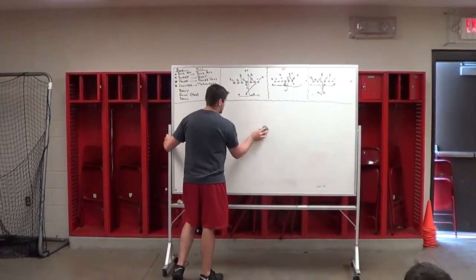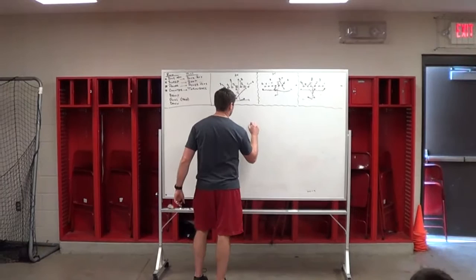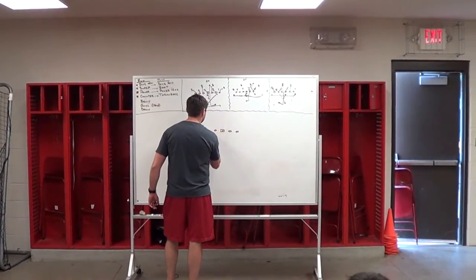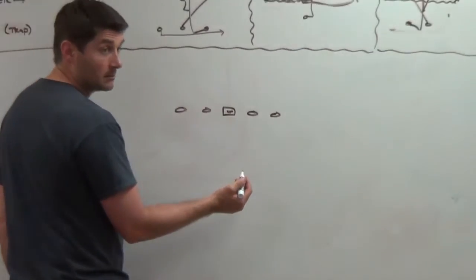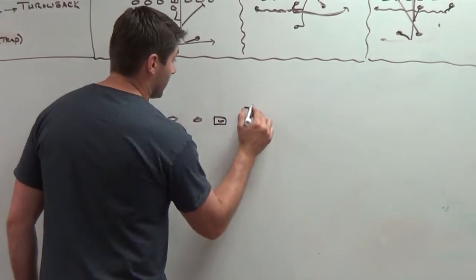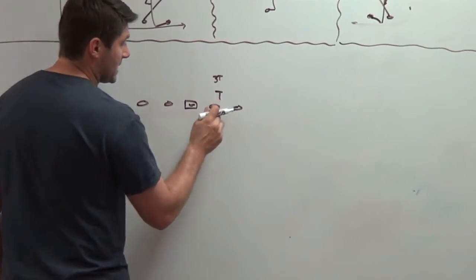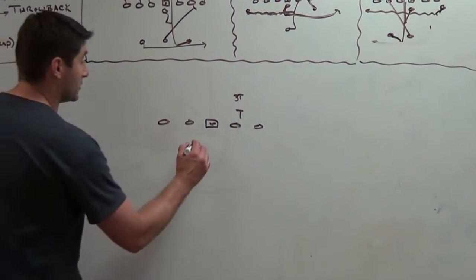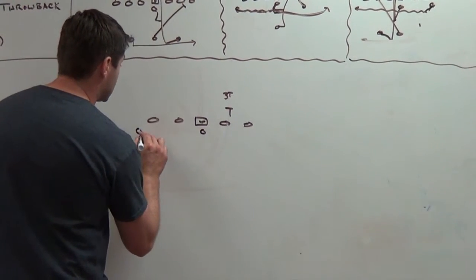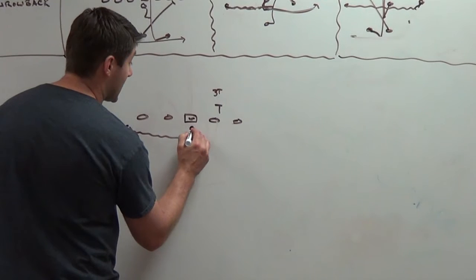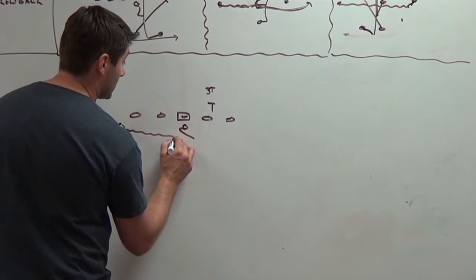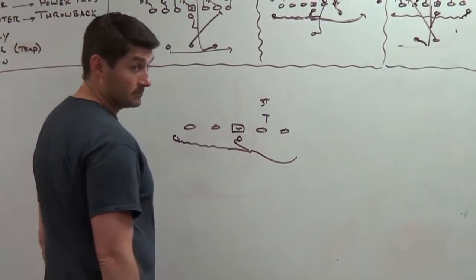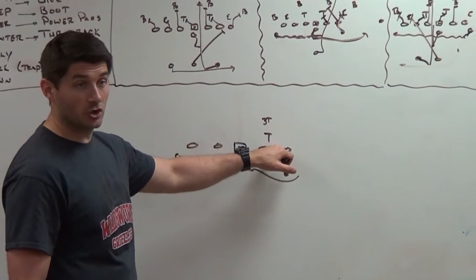When running a jet sweep, the rule of thumb says do not block anybody from a 3 technique, which is a guy that plays on the outside shoulder of the guard, back. Because if you run it correctly, and this kid is flying, and the snap is timed up, and the quarterback comes down the line, this guy gets the football and bellies back a little bit, they say that he should not make that play.